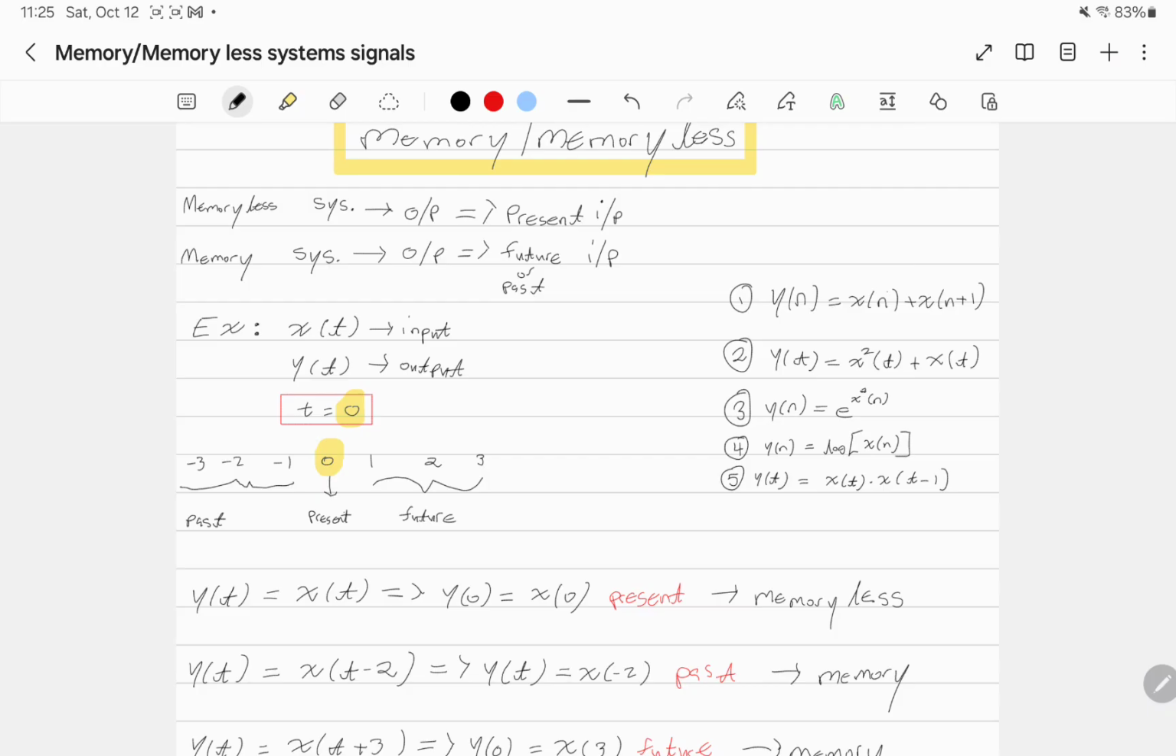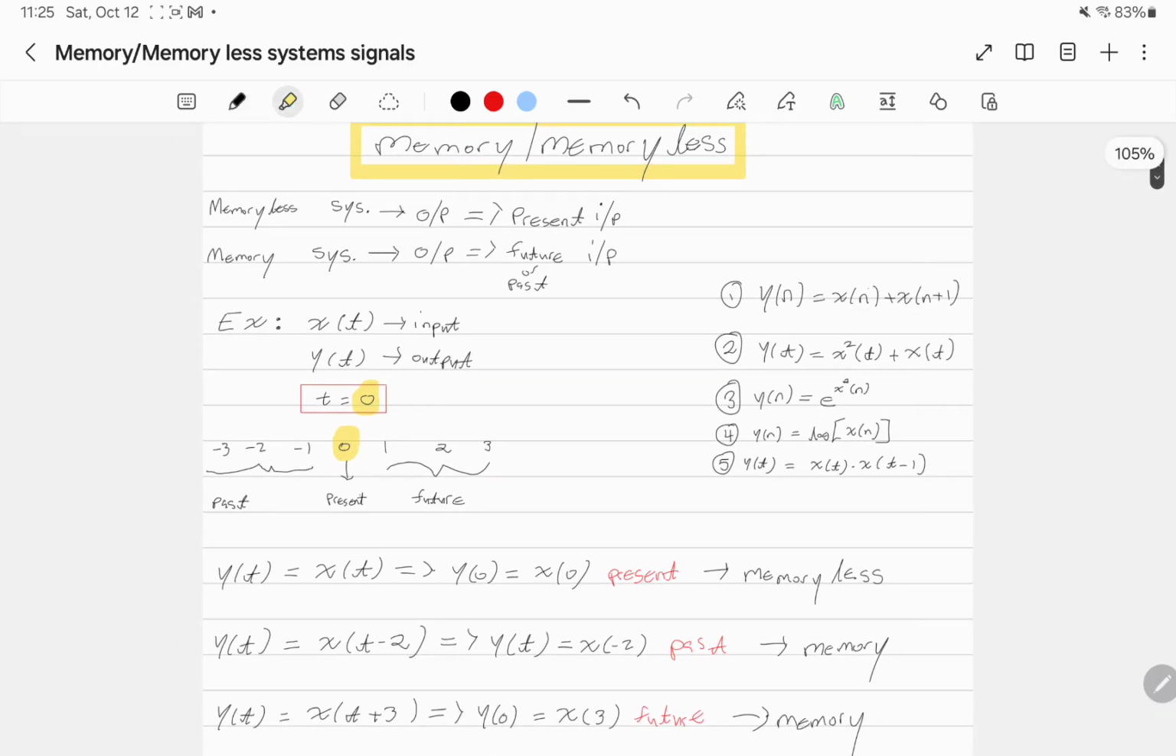So I wrote 5 examples here on the side, on the right, and let's just go over them real quick. So let's say we plug in our present value, which was 0, and we'll get x of 0 plus x of 1. So our output depends on the future values of the input. So this system has memory.